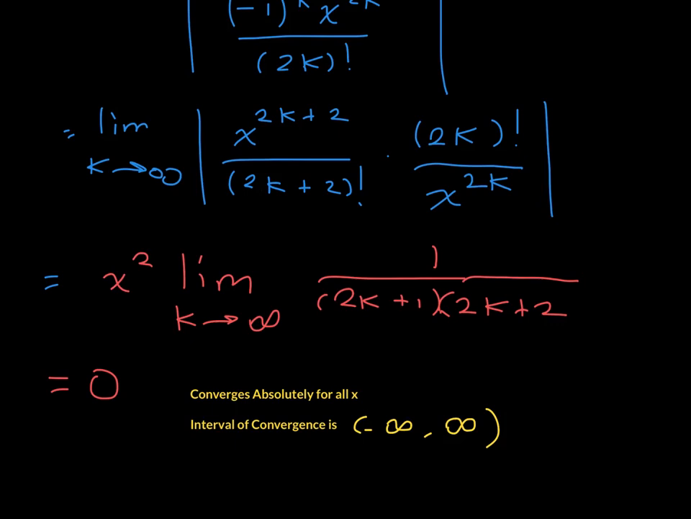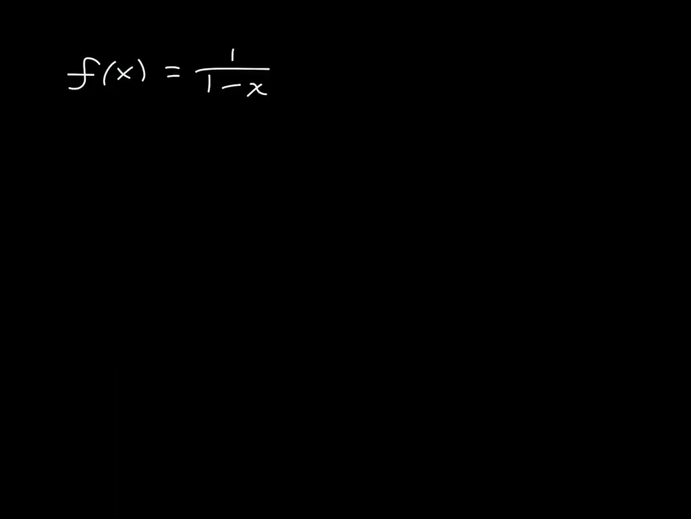So my interval of convergence is all real numbers. All right, cool. Let's look at another one. We have this rational function, f of x is equal to 1 over 1 minus x. Remember that we're looking for a Maclaurin series, so the center is equal to 0. I need to find all of my derivatives, and I need to evaluate all those derivatives at 0. But let's start with this one first.